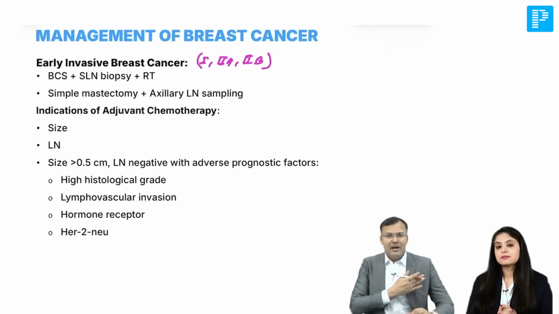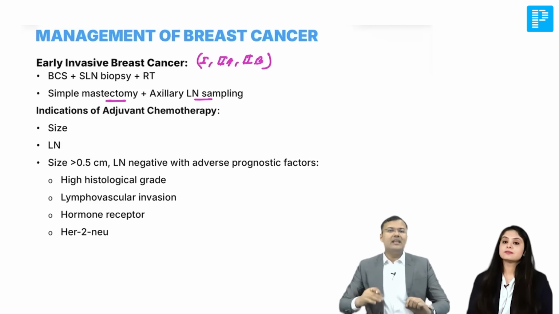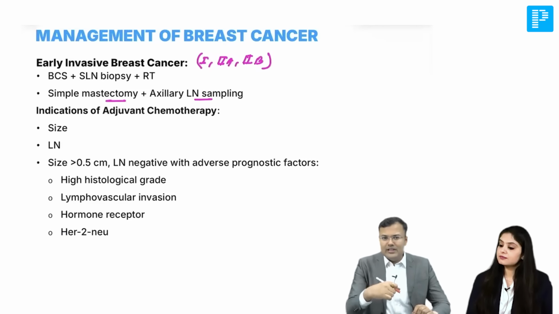Apart from that, we perform sentinel lymph node biopsy and we give radiotherapy. If there is any contraindication to breast conservation surgery, like pregnancy, in that case, go for simple mastectomy and axillary lymph node sampling. Got it?